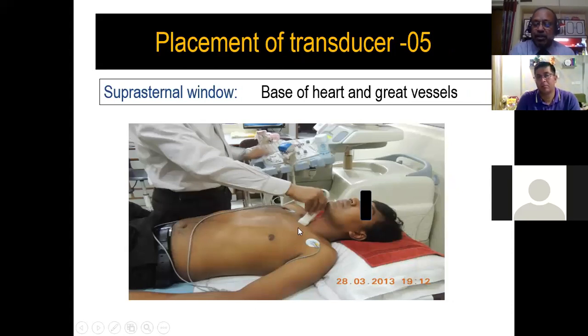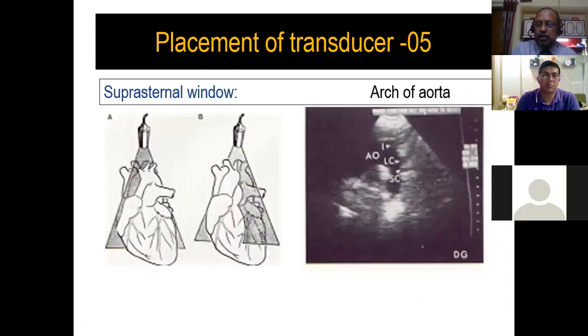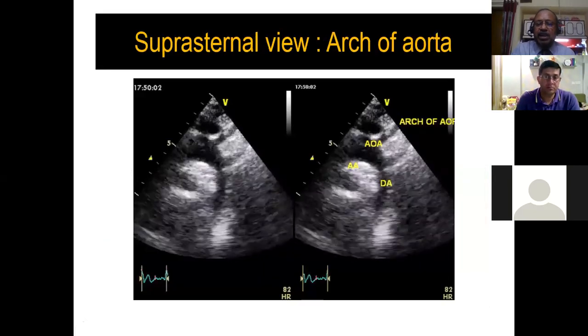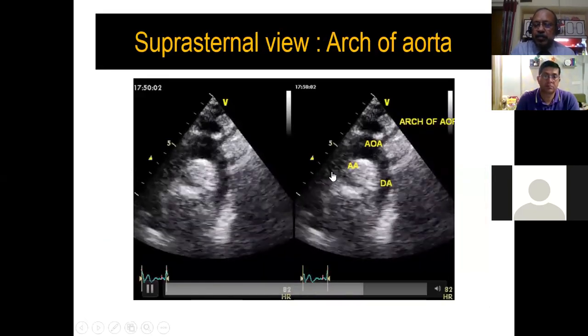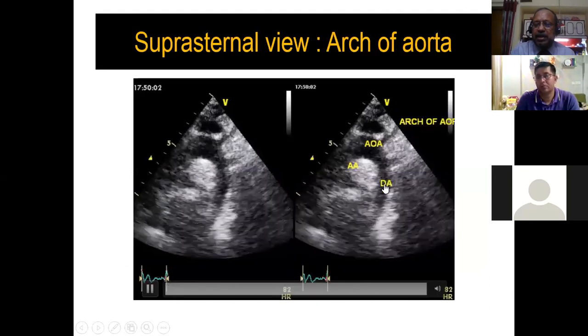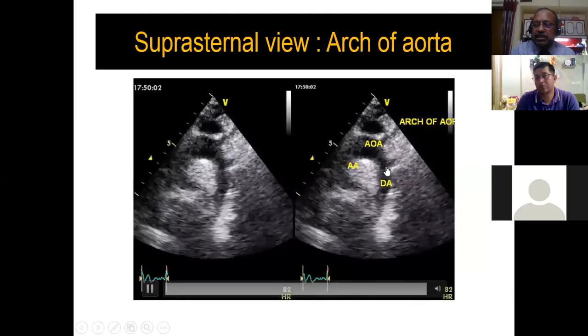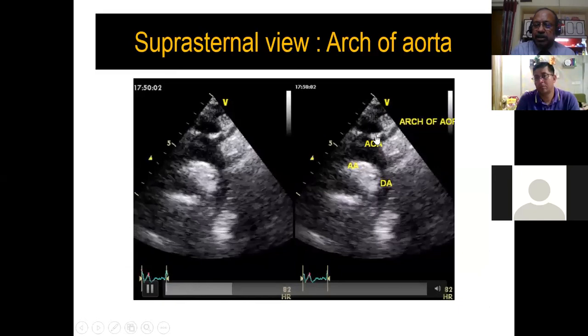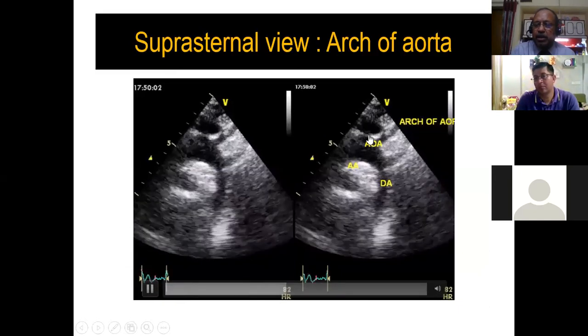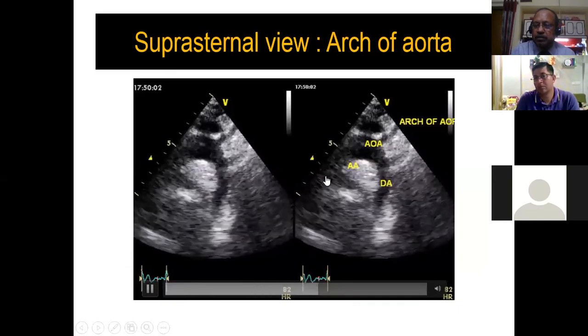The patient is lying flat on his back. Now legs have straightened up. Neck has been extended. Index marker at 1 o'clock position, and we are in the suprasternal fossa. And once we put the transducer almost perpendicular in the suprasternal window, what do we get? We get the ascending aorta, arch of aorta, and the descending aorta. And we can see 3 cranial vessels, left subclavian, left common carotid, and innominate in this suprasternal window.